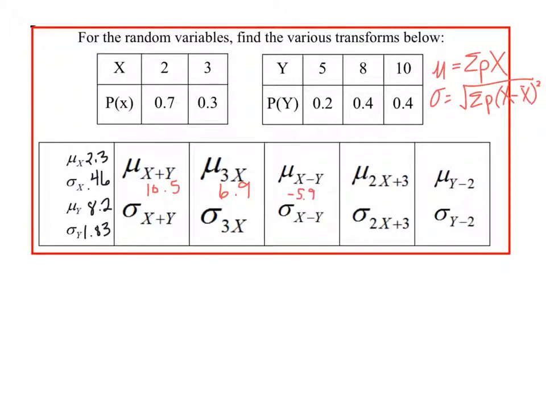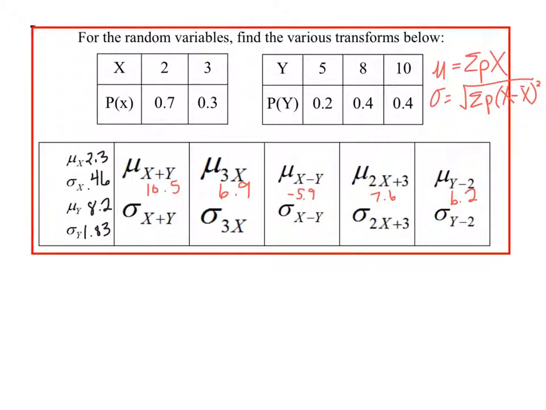If you double the random variable x and then add 3, you simply do that to the expected value. So 2.3 times 2 plus 3 is 7.6. And finally, if you have the random variable y and subtract 2, the new expected value is simply 8.2 minus 2. So the nice thing about expected value, it does exactly what you want it to do, right? Exactly what the formula says. We added our two expected values, we tripled the expected value, we subtracted, we doubled and added 3, we subtracted 2.